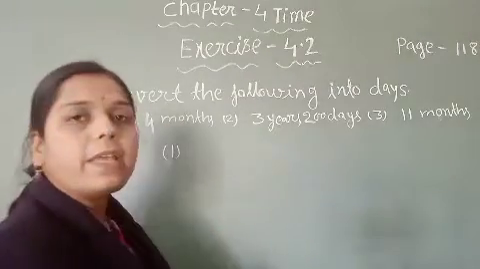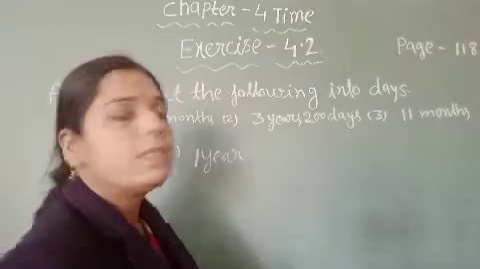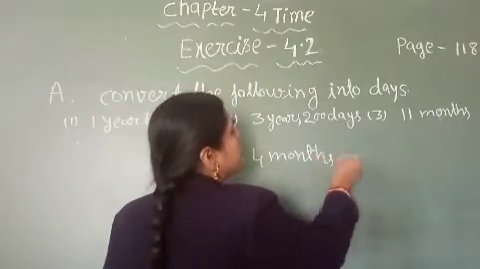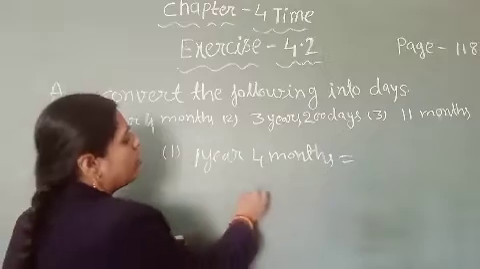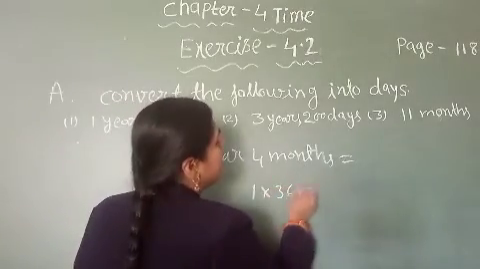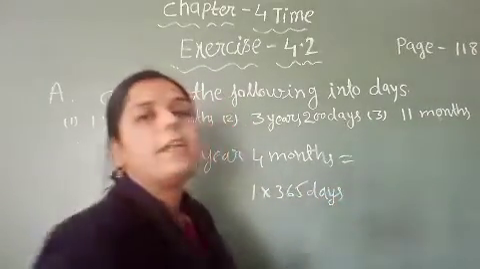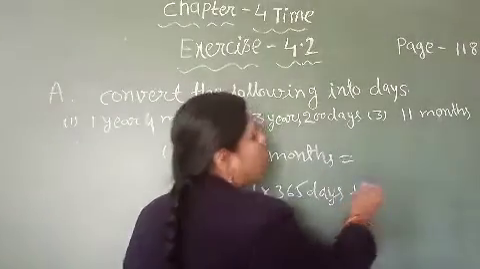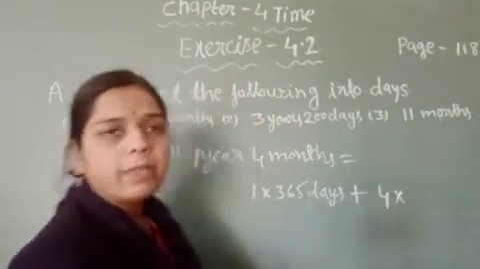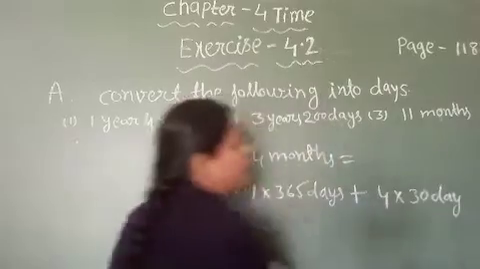Question number one is 1 year and 4 months. Convert into days. So multiply 1 by 365 days, plus 4 months. 4 multiplied by 1 month equals 30 days. So, let us solve this.